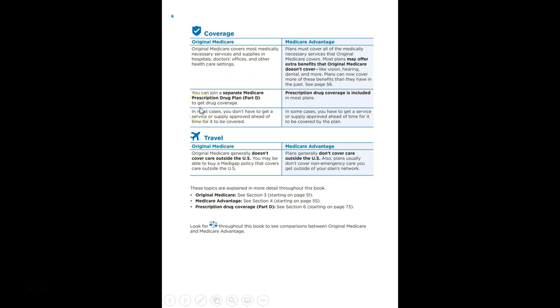With original Medicare, you can join a separate Medicare prescription Part D plan for your prescription drugs. Under Medicare Advantage, prescription drug coverage is included in most plans, so that's taken care of.